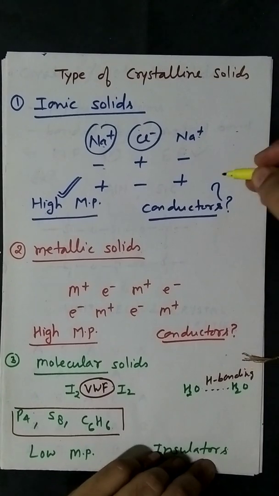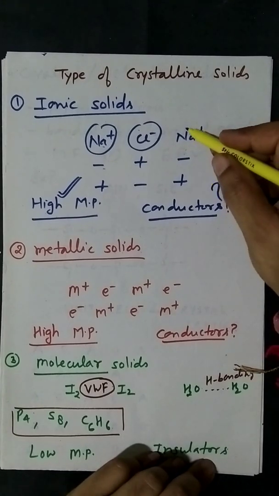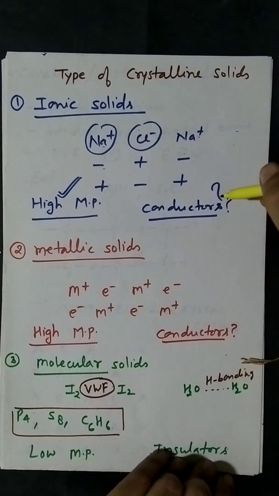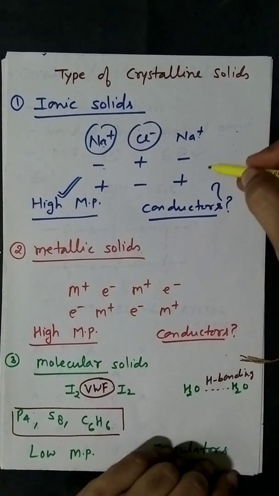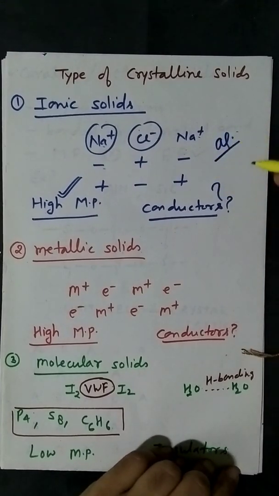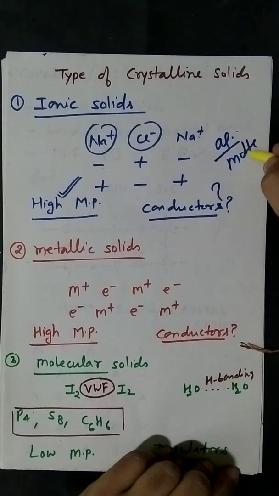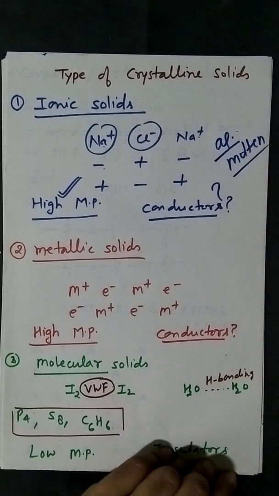You know that they are insulators in solid state because ions are not able to move, ions are not free to move. But in aqueous solution and in molten state, they are good conductors of electricity.